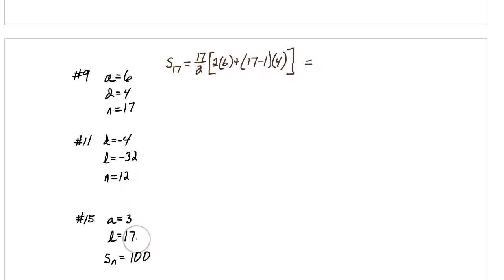Everything inside the bracket makes 76, and then times that by 17 over 2. The answer is 646.